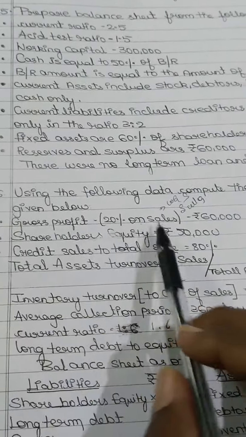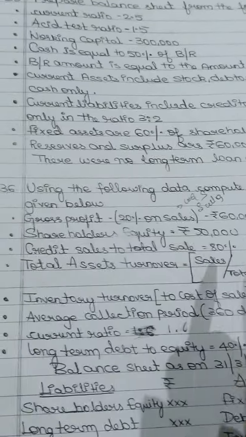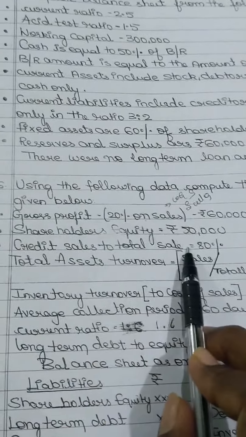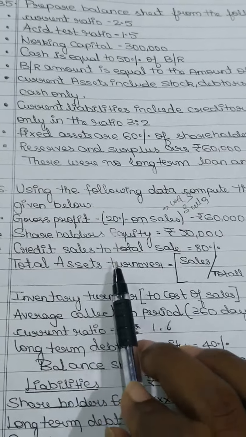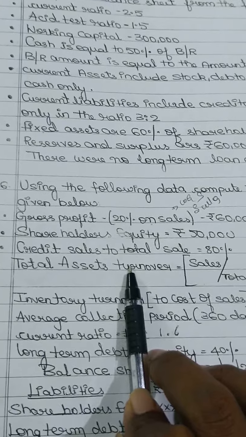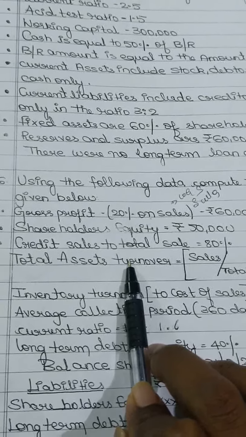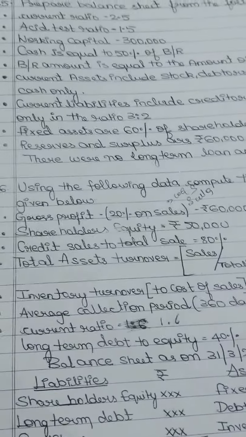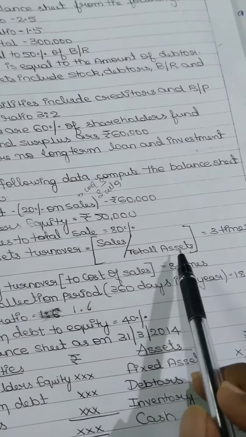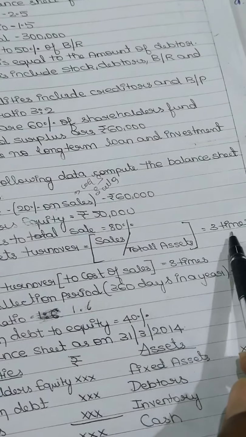Next, shareholders' equity, that is shareholder fund, share capital 50,000. Credit sales to total sales, that is they are giving credit sales, which you can use in the debtors turnover ratio formula, credit sales divided by average debtors. Okay, next, total assets turnover ratio, that is sales divided by total assets, equals 3 times.